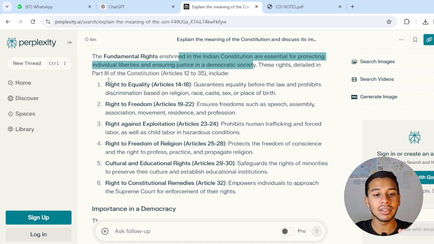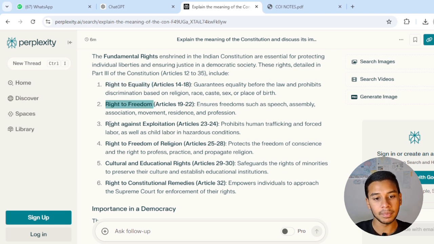So these rights, detailed in Part 3 of the constitution, basically written in Articles 12 to 35, include right to equality, right to freedom, right against exploitation, right to freedom of religion, cultural and educational rights, right to constitutional remedies. So just understand, equality, equal, then freedom, everybody should get freedom. Third one is exploitation. Fourth one is freedom of religion. Fifth one would be cultural and educational rights, and sixth one would probably be constitutional remedies.